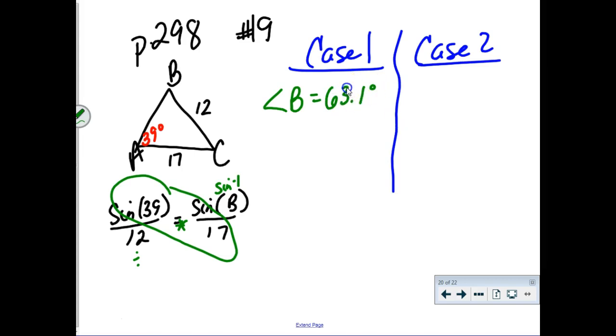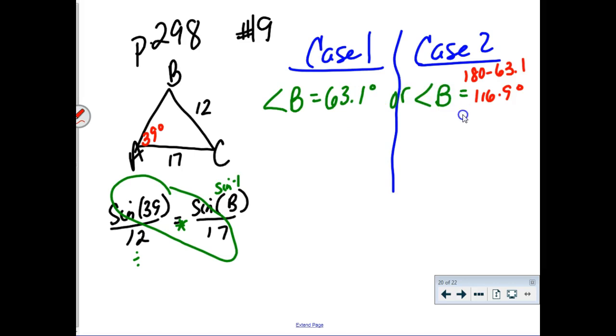So here's where, me personally, I split over to case 2, because this is where you have to figure out the other option for B. Sometimes the other option isn't actually an option when we investigate it. But B could be, instead of 63.1, the supplement to 63.1, which is 116.9.